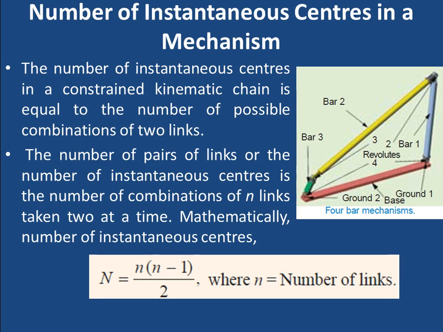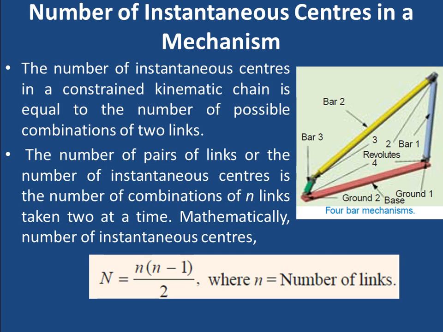Mathematically, the number of instantaneous centers is denoted by capital N. Number of instantaneous centers, capital N, is equal to n into n minus 1 divided by 2, where small n is the number of links. Suppose you have the number of links as 4 in a 4-bar mechanism. In that case, how many instantaneous centers will we get? Capital N will be how much? Any one of you can tell me? 6, sir. Yes, 6. So a 4-link mechanism will have 6 instantaneous centers.